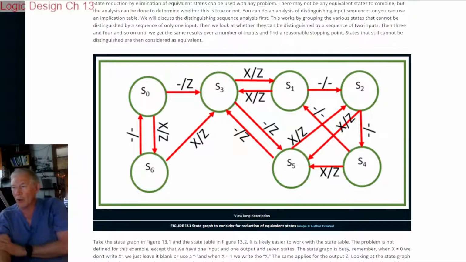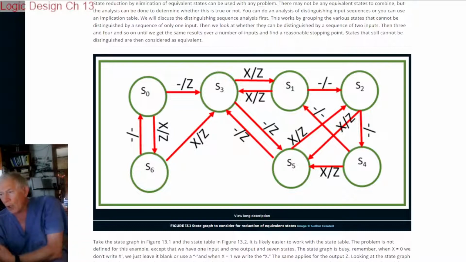And then on S2, if x is 0, we output z is 0 and we go to S4. And if we get a 1, we output z is 1. From S5, on a 1, we output a 1 and go back to S2. And on a 0, we output a 1 and go to S3.